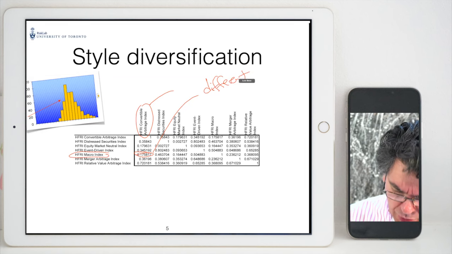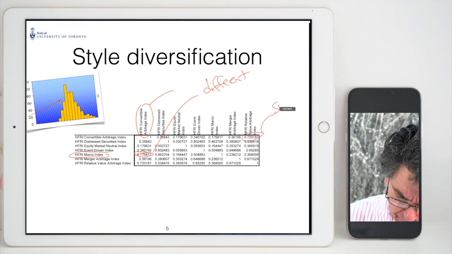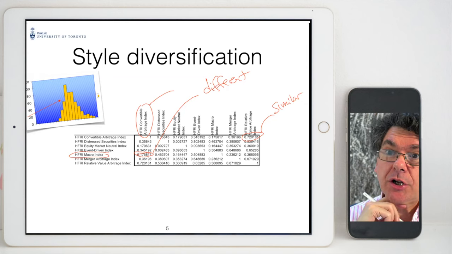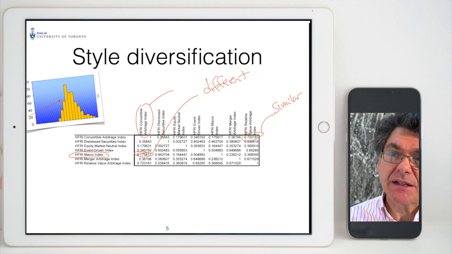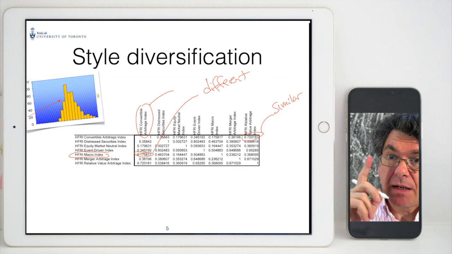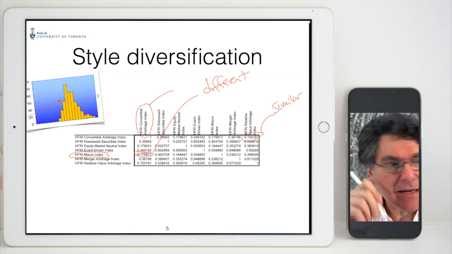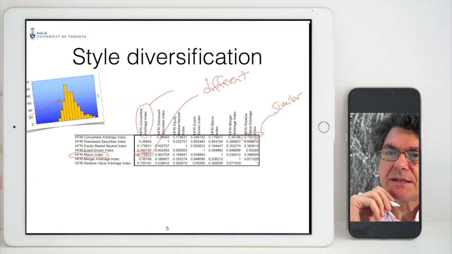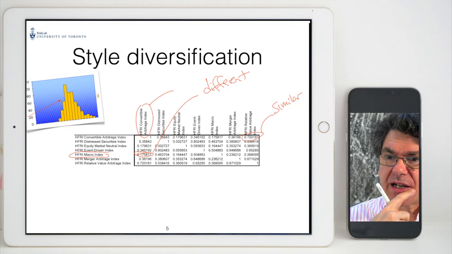So different because it's small, and similar because they are high. Okay, so the correlation matrix is very good. It tells us which trading styles are similar and which ones are different. And as I said, this is one exercise I'm going to ask you to do later, coming up. You're going to have to calculate this correlation matrix on your own, which you can do using Microsoft Excel, or any other programming language, Python, anything you want.